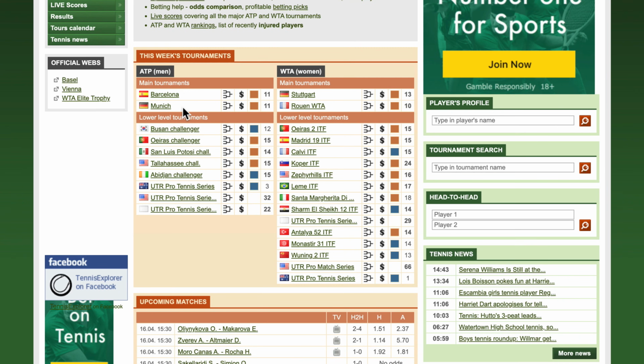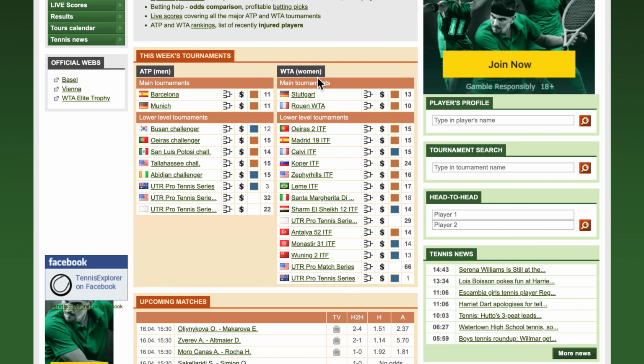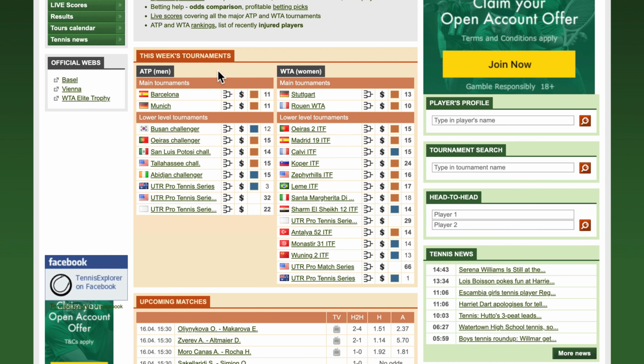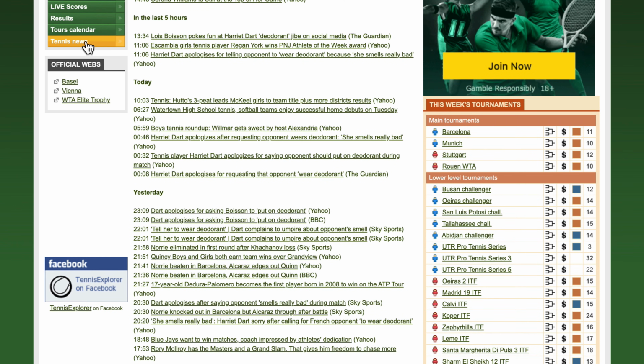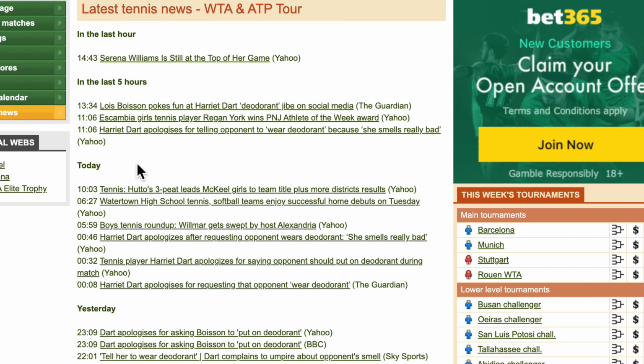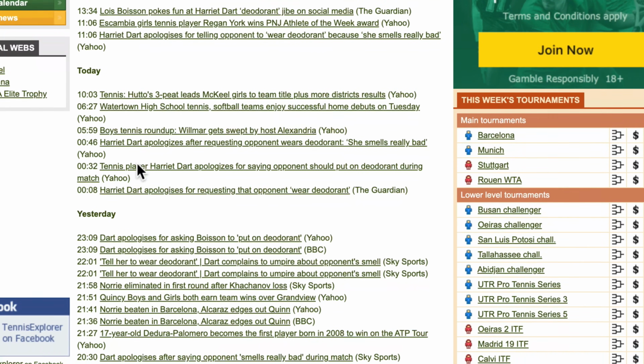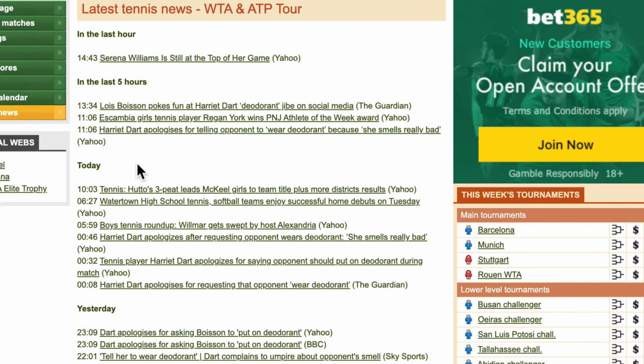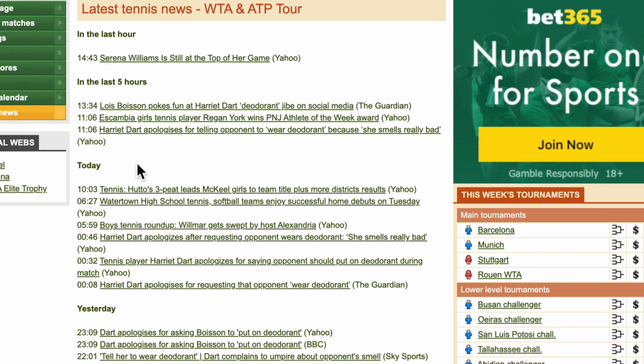And then of course you've got tennisexplorer.com, right? This tells you the tournaments that are going on at the moment. You've got the ATP, the WTA, it's got all the data there. What I actually like about this site is just one thing, and that is the tennis news. It basically links you over to the websites that are reporting on tennis. So you can see here in The Guardian, Le Boisson pokes fun at Ariel Dart about the deodorant, and so if you're looking for a bit of bedtime reading, tennisexplorer.com is interesting.